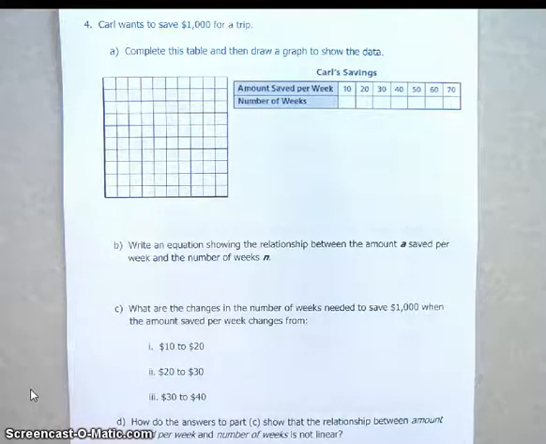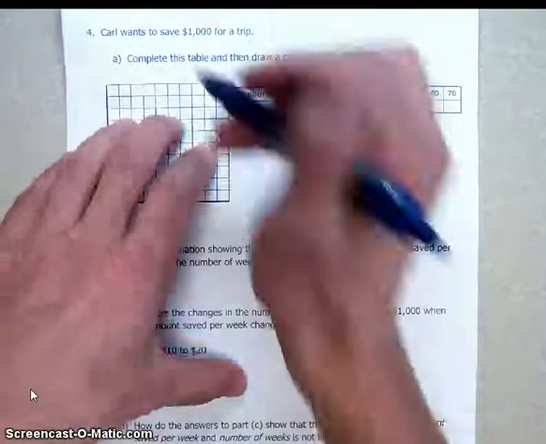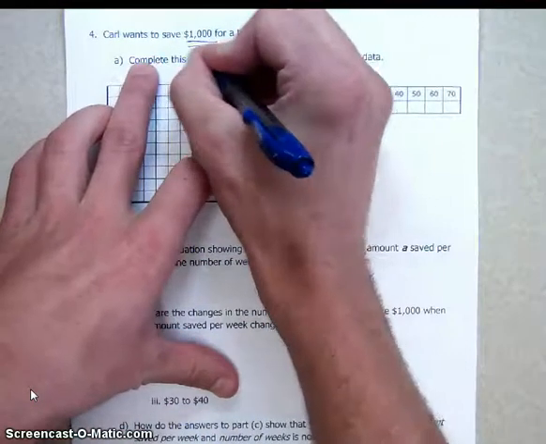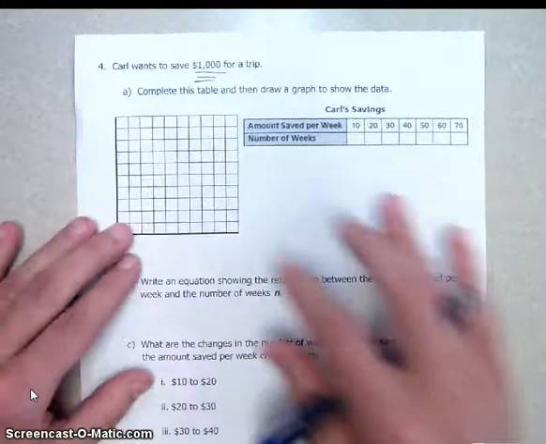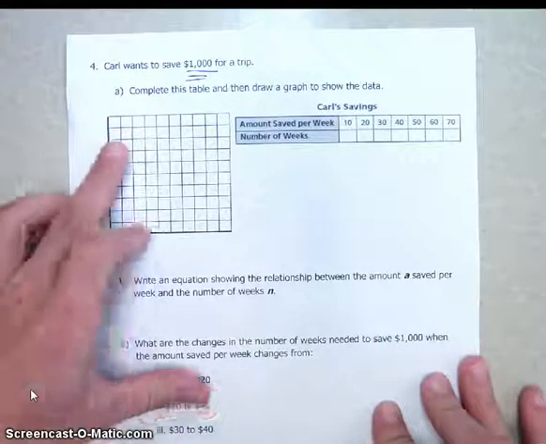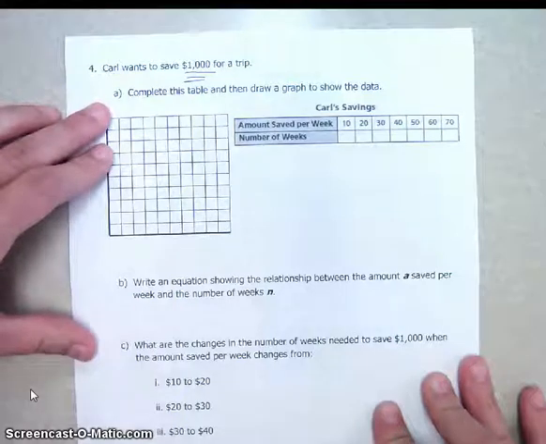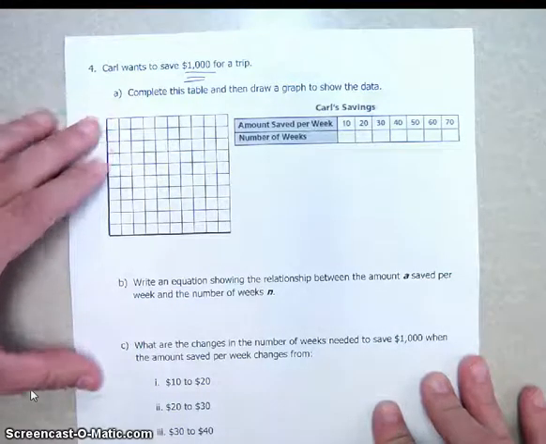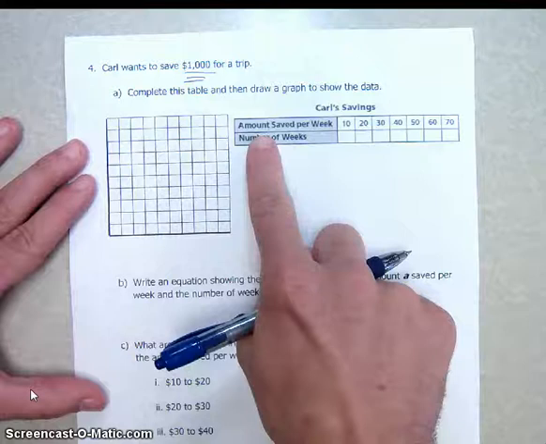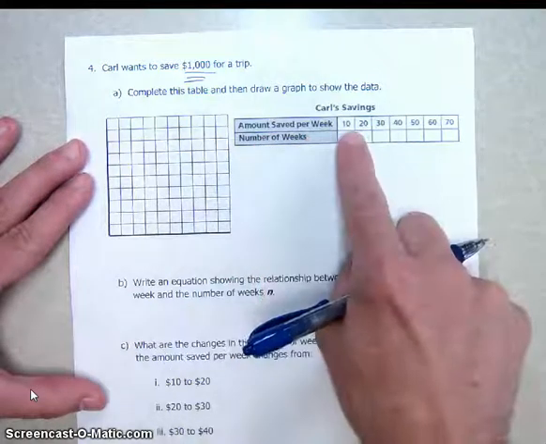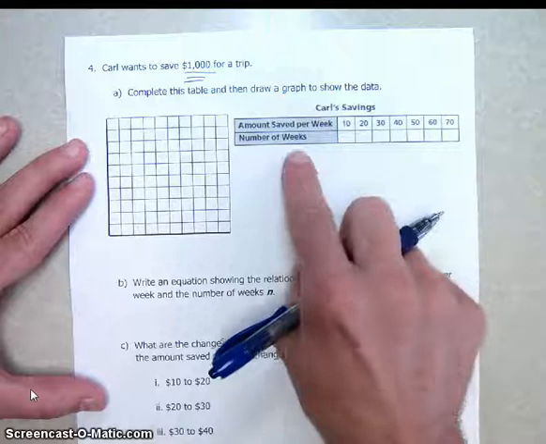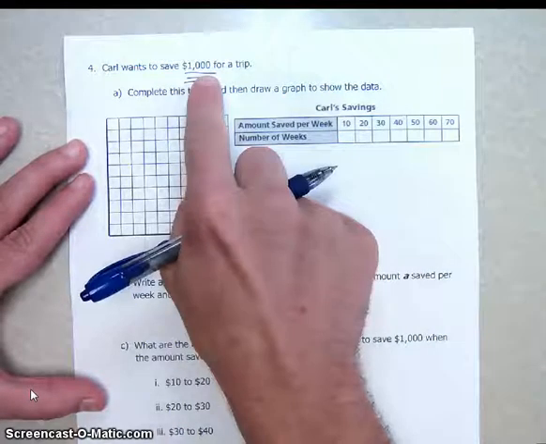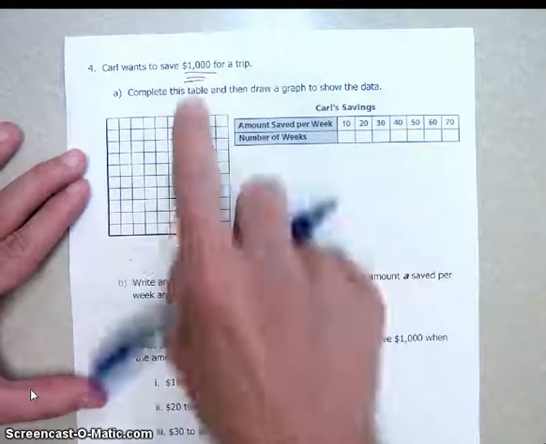And the problem starts out with Carl wants to save $1,000 for a trip. So we know this is his target. He's trying to save $1,000. In part A, it says complete the table and then draw a graph to show the data. The amount saved per week is going up by 10, 20, 30, 40, 50, 60, 70 bucks, and the number of weeks is how long it's going to take him to get to that $1,000. That $1,000 is never changing.